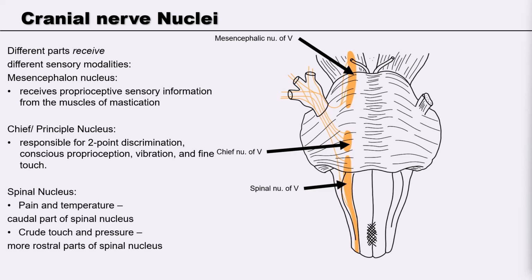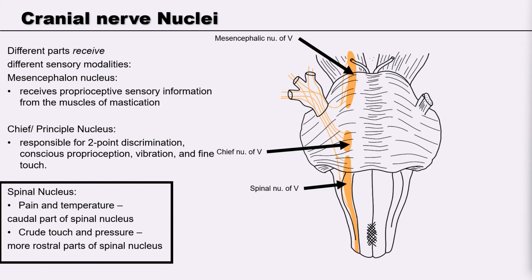The spinal nucleus of the trigeminal nerve is the one we want today, and this one transmits pain, crude touch, or temperature. It is divided into 2 parts. The pain is located more caudally, so lower in the medulla, and the crude touch is located higher up in the medulla.